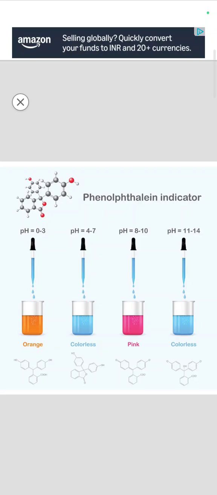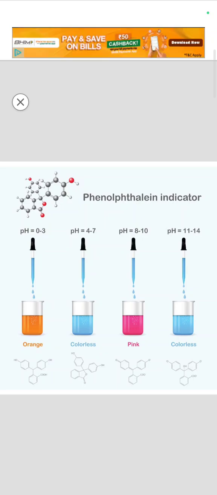See, in general, the phenolphthalein indicator is colorless. When you see the phenolphthalein indicator in the lab, it is colorless. But when we put the phenolphthalein indicator inside a basic solution of pH 8 to 10, then it will turn to pink color.